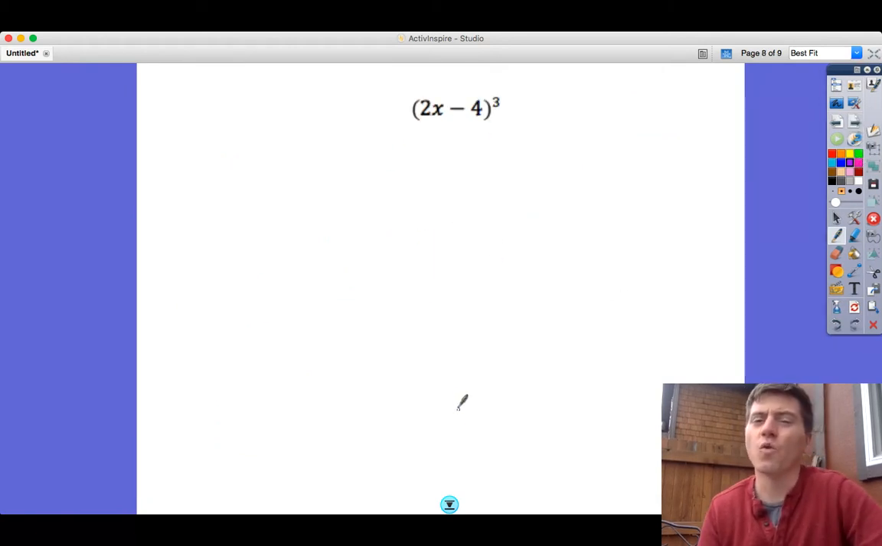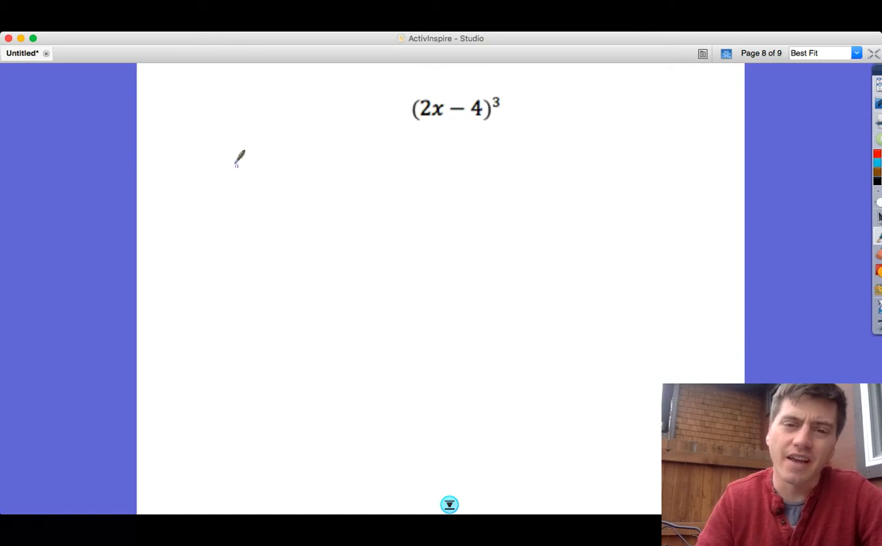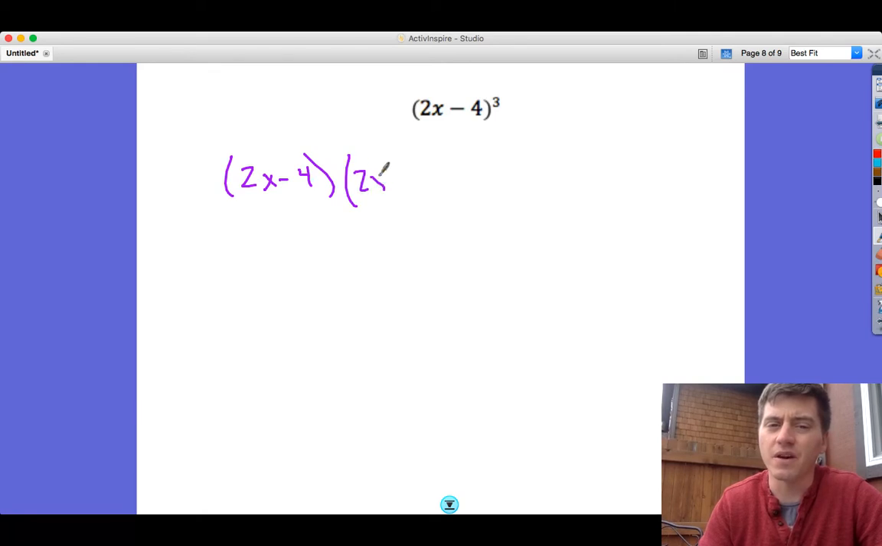What about when there's more than one, though? This is an interesting case here. 2x minus 4 cubed. That means there's 3 of them, right? 2x minus 4, 2x minus 4, 2x minus 4.